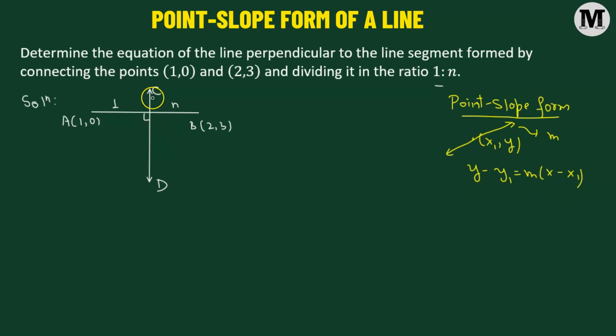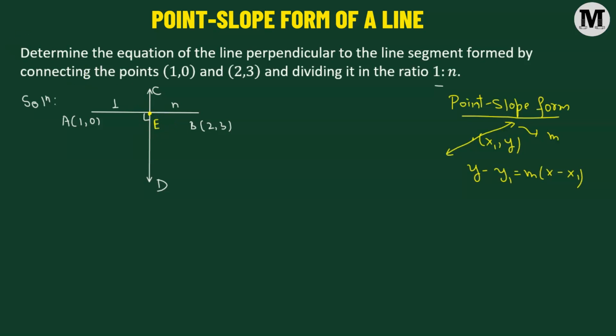So that means in order to find out the equation of the perpendicular line CD, we need one point that lies on the line CD, or you can say we need a point through which the line CD passes, and that's nothing but this particular point E. And also we will need the slope of line CD. Now how shall we proceed? So let's first try to find out the coordinates of point E, because it's given here that E divides AB into ratio 1:n. So here we can apply the internal section formula to obtain the coordinates of point E.